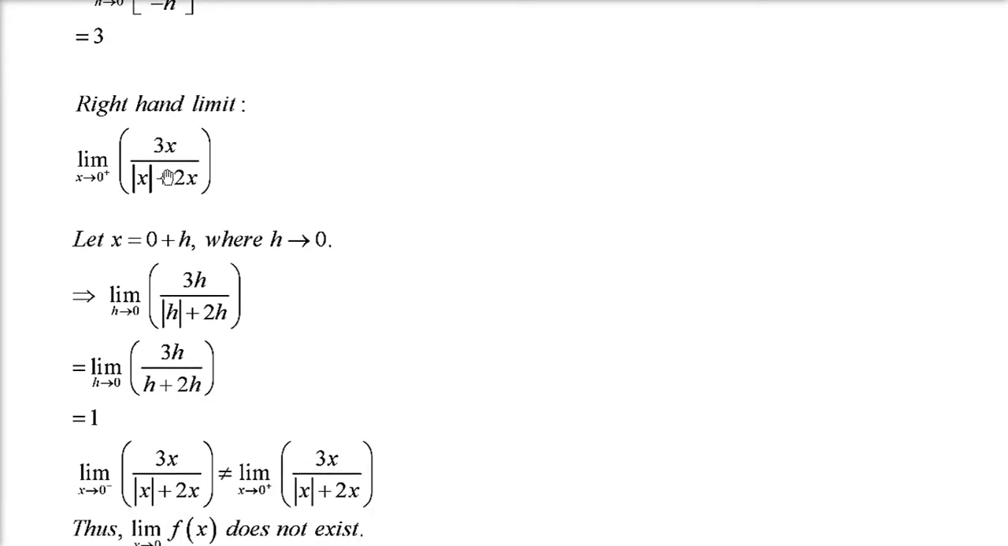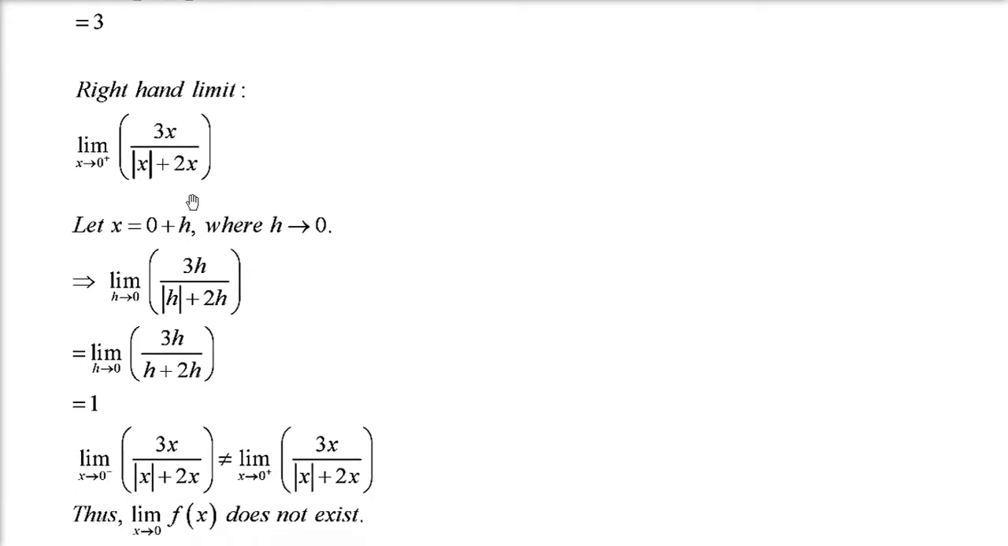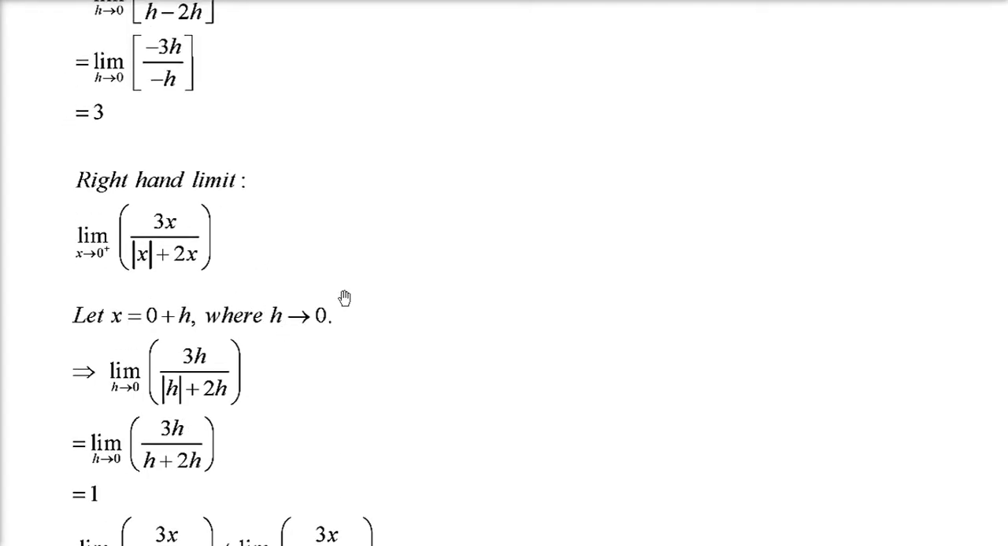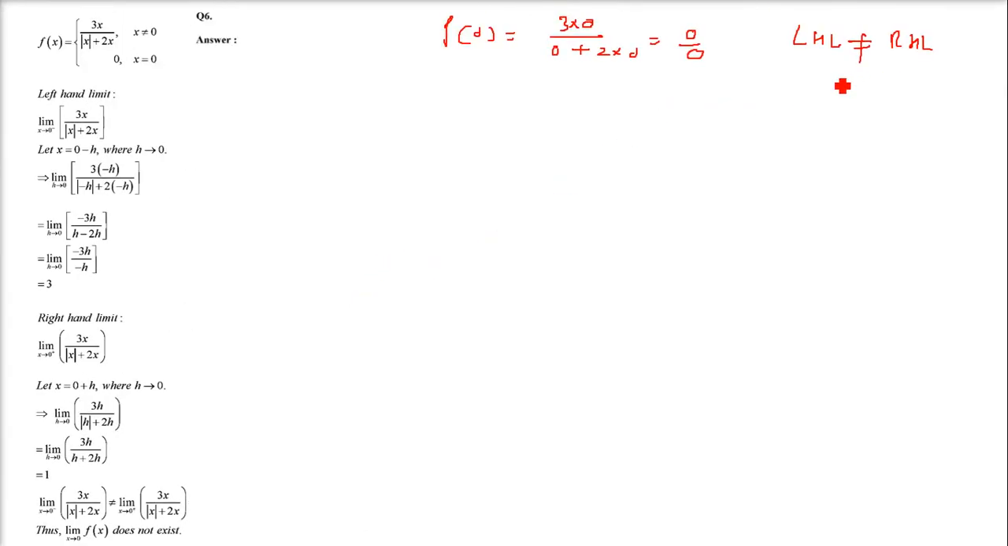Now coming to the right hand limit. Same thing you have to do. You did 0 minus h, here you have to do 0 plus h. So 0 plus h, that is h. So 3h by mod h plus 2h. So this is 3h by h plus 2h, which is going to be 3h by 3h, and that is 1. So you have the left and right limits, and they are not equal. Left hand limit is 3, right hand limit is 1, they are not equal. That means the limit does not exist.